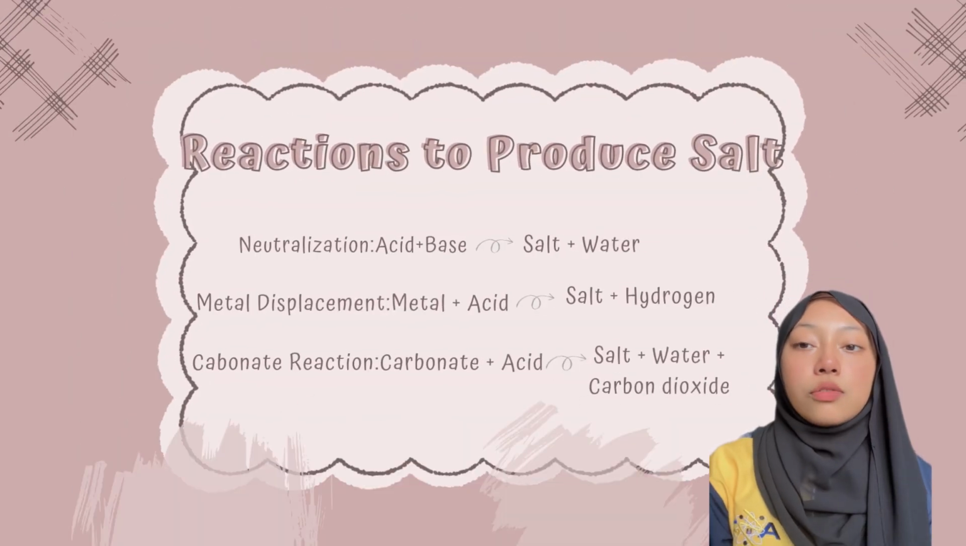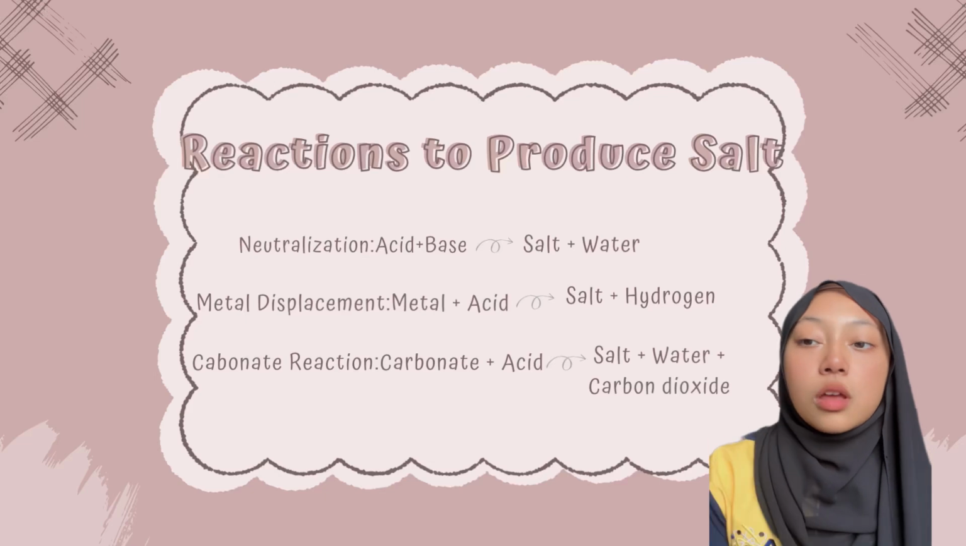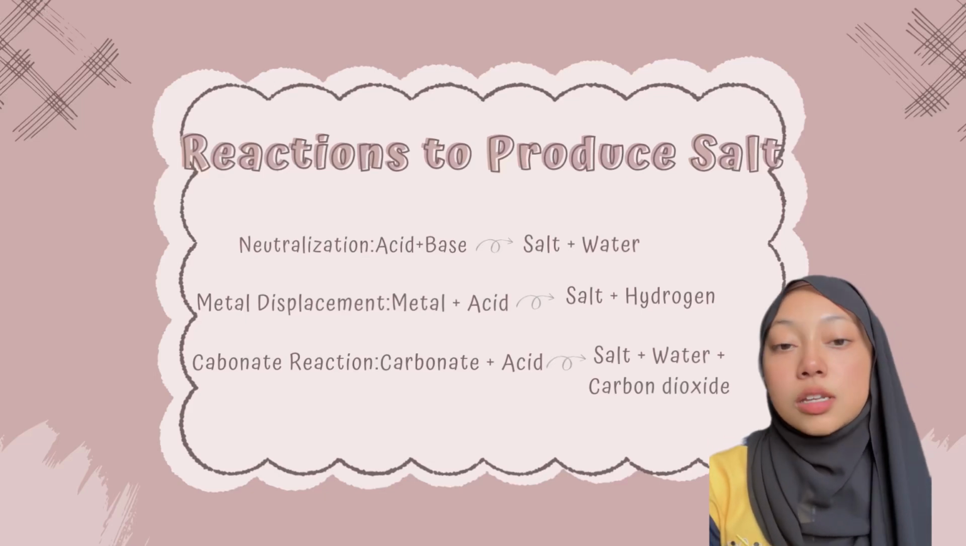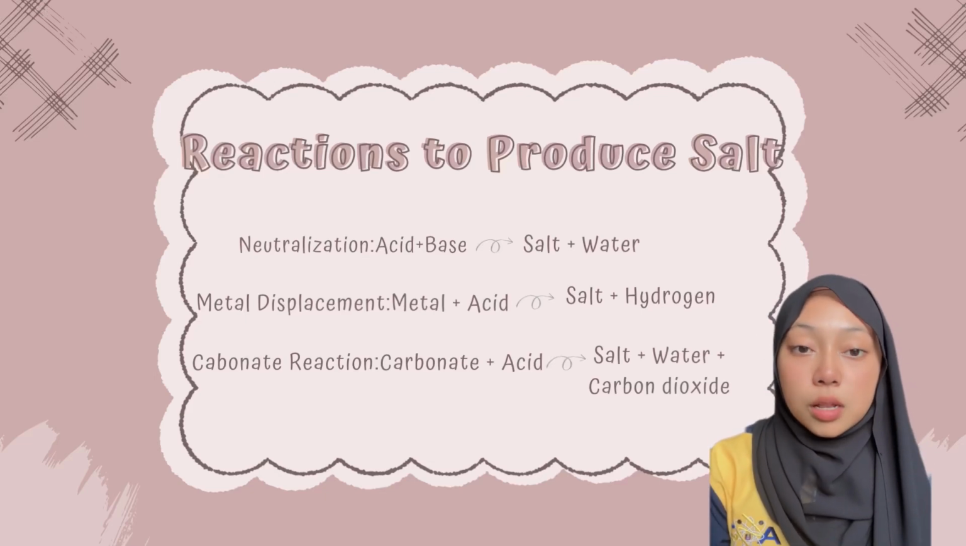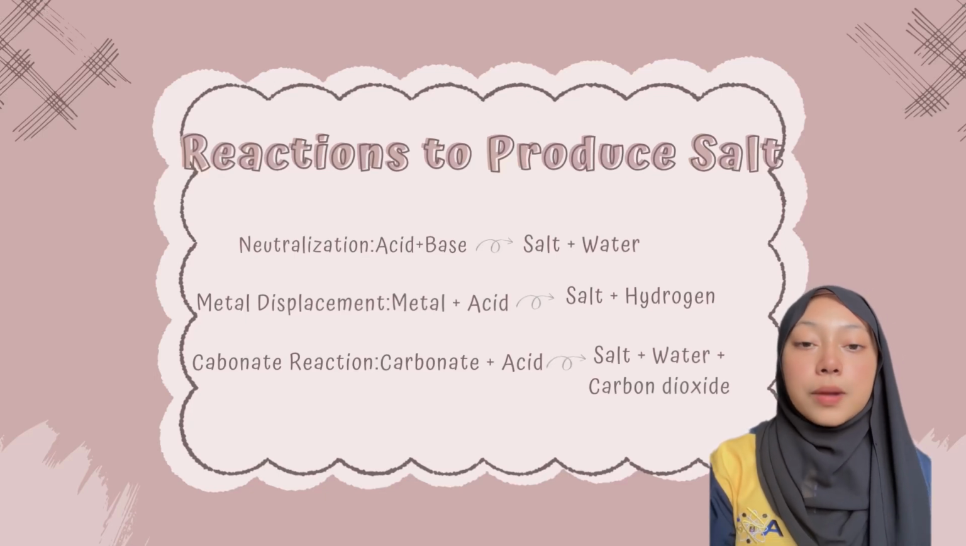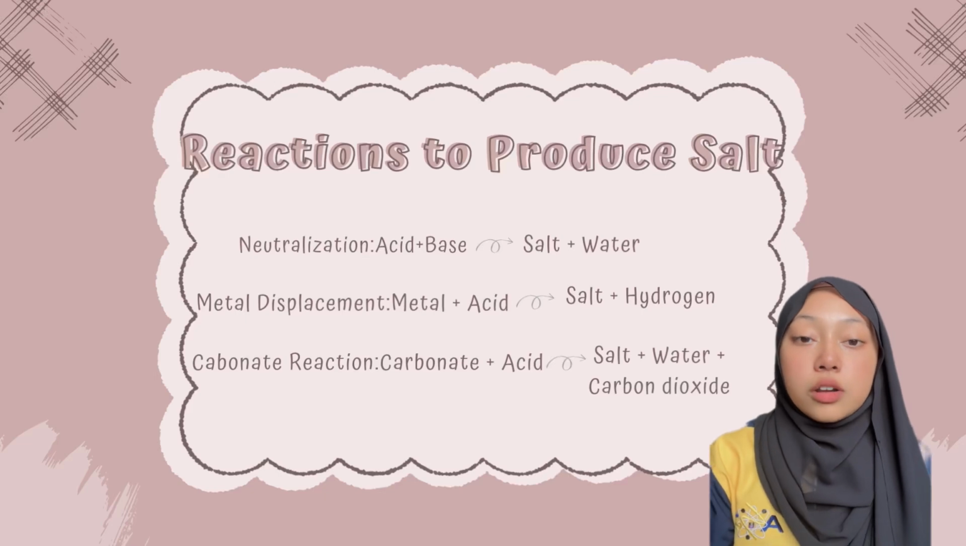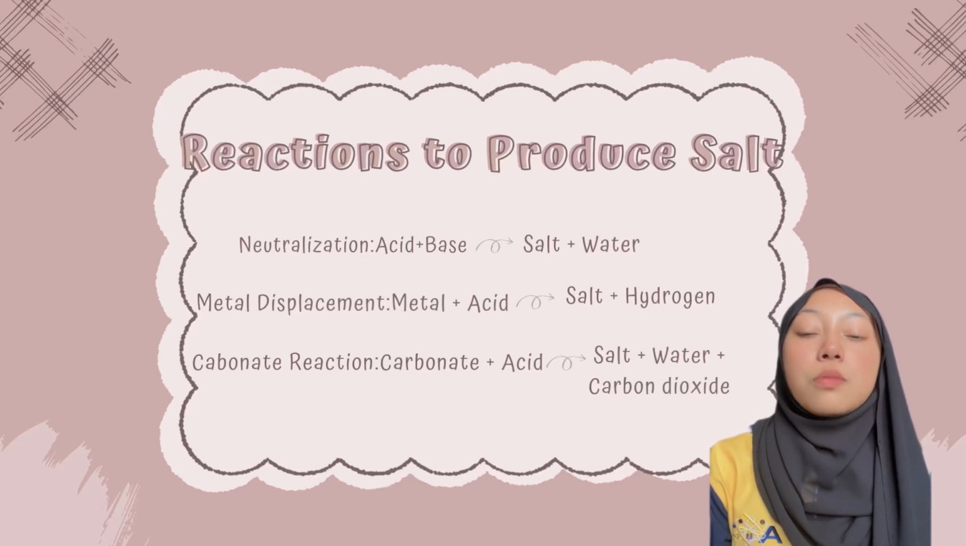The reaction of producing salt has three types. First, neutralization: acid plus base produces salt plus water. Second, metal displacement: metal plus acid produces salt plus hydrogen. Third, carbonate reaction: carbonate plus acid produces salt plus water plus carbon dioxide.